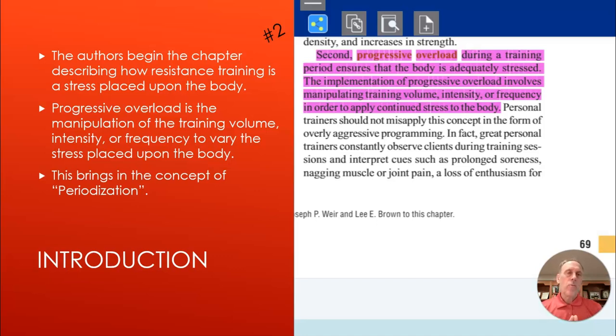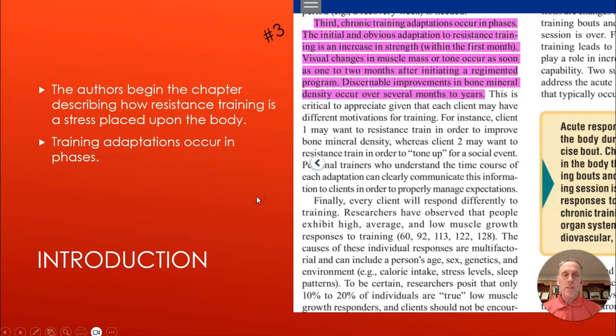And that overload can come from the manipulation of training volume. It can come from training intensity. And as a coach, when you start talking about program design, you're trying to manipulate these variables, and it's the manipulation of these variables that brings about the conversation that is periodization. And periodization itself is just that. It is the scientific program design, long story short, to maximize gains and minimize the possibility of injury.